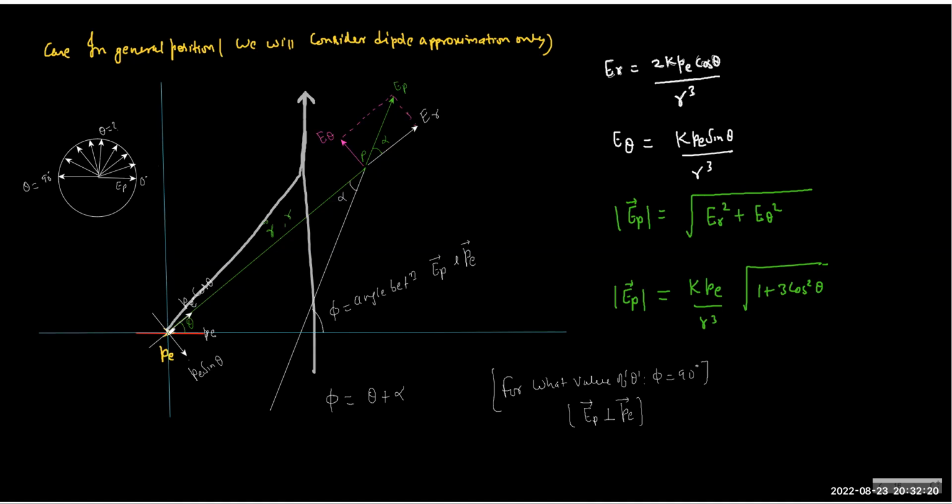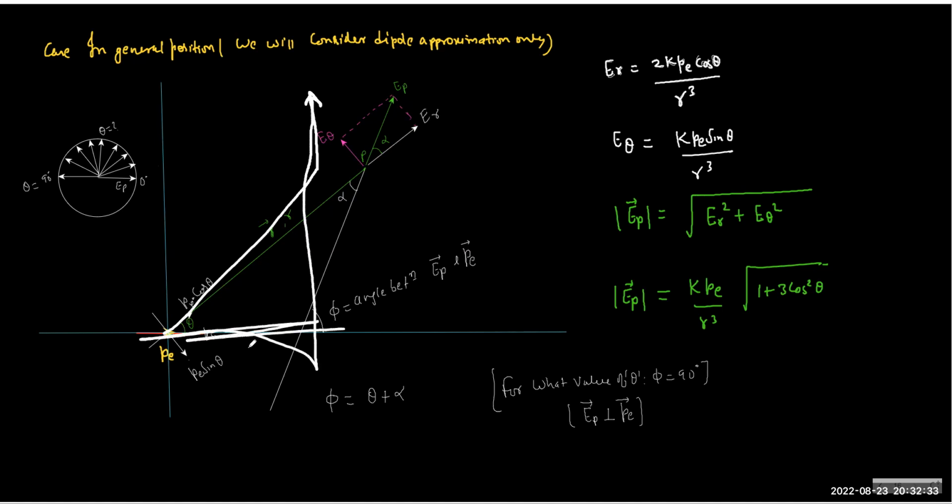90. No. At theta, you can see it is like this. So if I turn a little bit more, it may become like this, no? Yeah. And in this case, the dipole moment and the electric field will be mutually perpendicular. So I'm looking for what is the angle when this will happen.